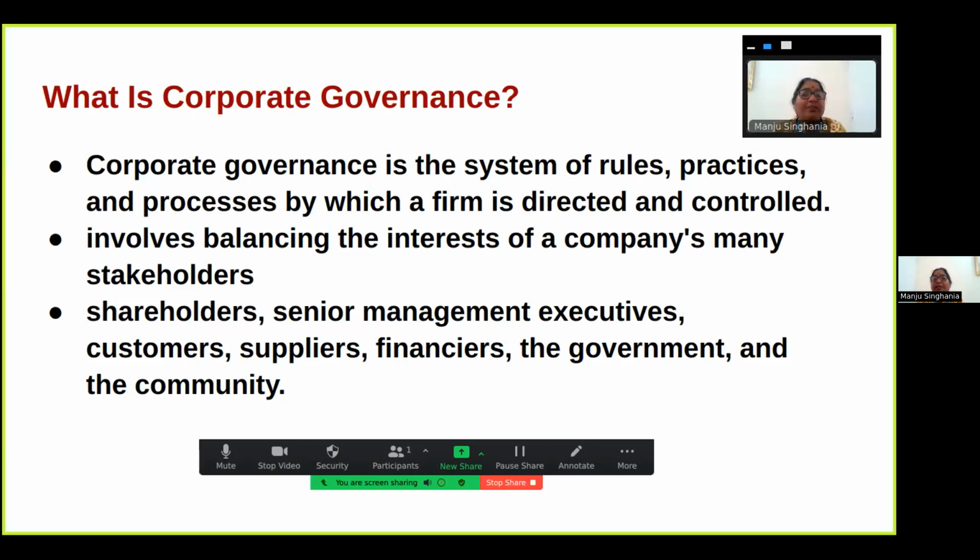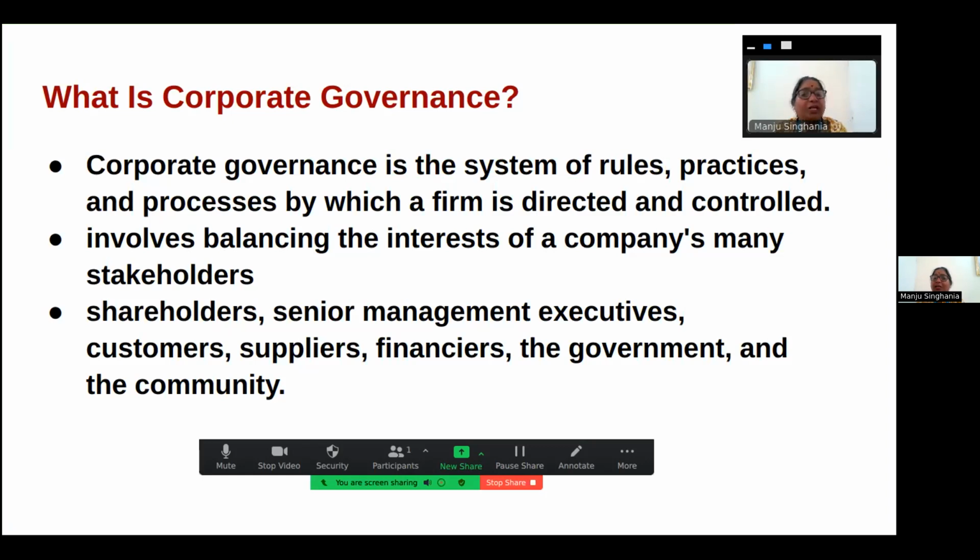In the corporate sector, various stakeholders are there. When we talk about stakeholders, that means whosoever are associated with the business. Business is a joint effort, and everyone's interest should be protected.